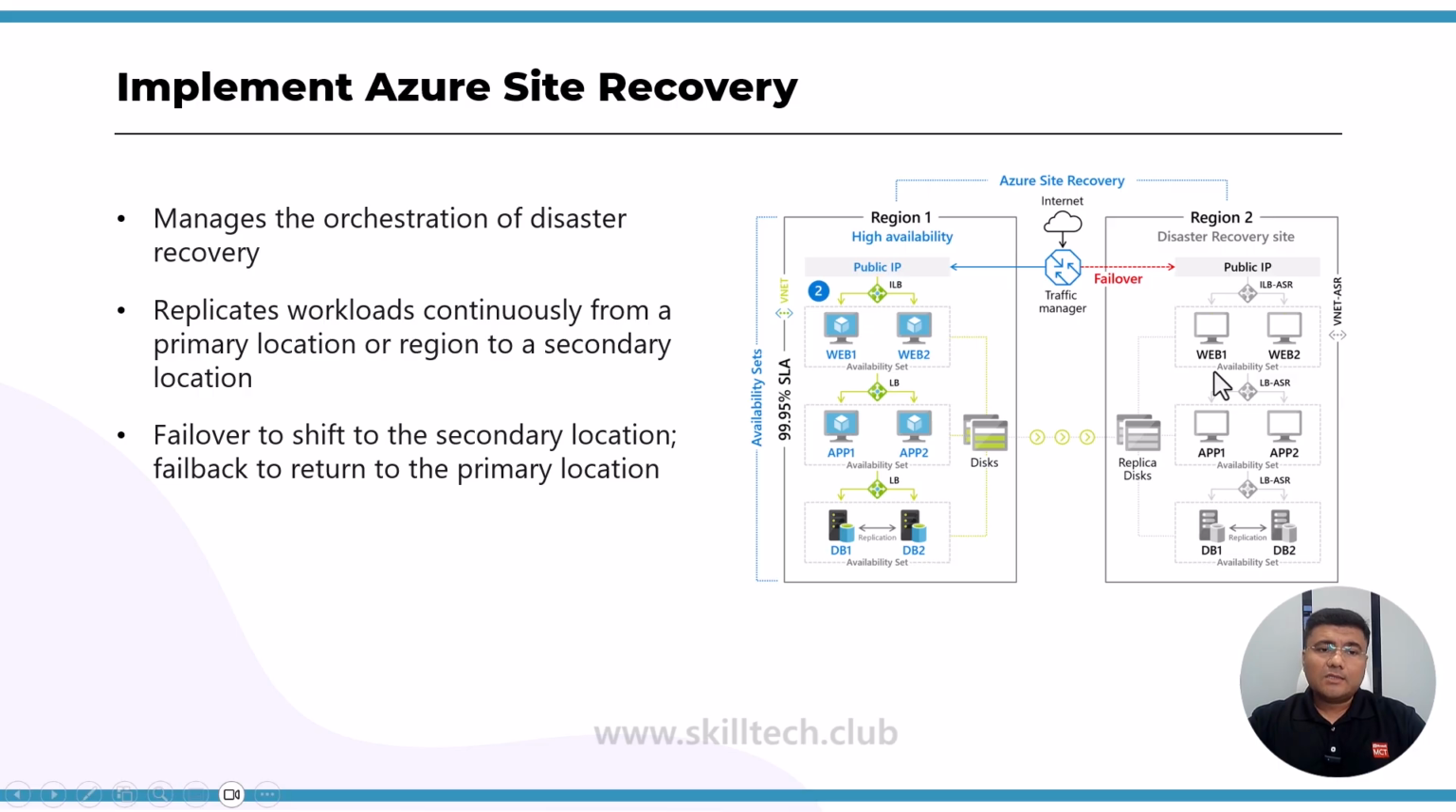The goal is that replication works continuously from the primary location to the secondary region. The data replication is a continuous process, and whatever data you have in region 1 will be synchronized into region 2 all the time. Suppose the failover happens and the primary region goes down. At that moment, region 2 is going to become active and all the virtual machines are going to be provisioned with the help of the replica disks, which are already replicated and synchronized into the secondary region.